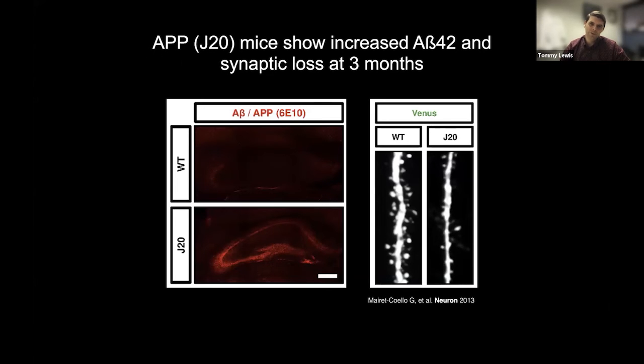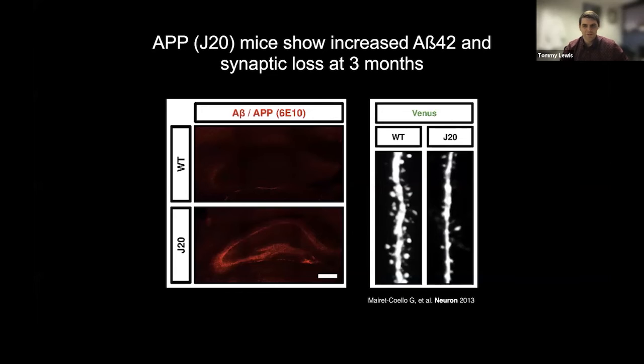This is a humanized, mutated APP, and it expresses at a pretty high level in this mouse model. And so this leads to high processing of the humanized APP to form these A beta 42 oligomers. You can see this nicely in the hippocampus. And already at 3 months of age, they have significant spine loss.